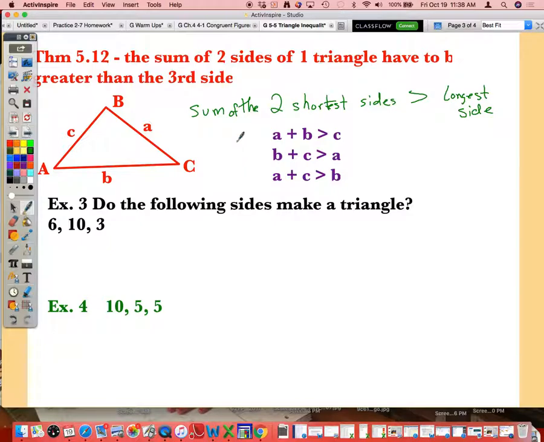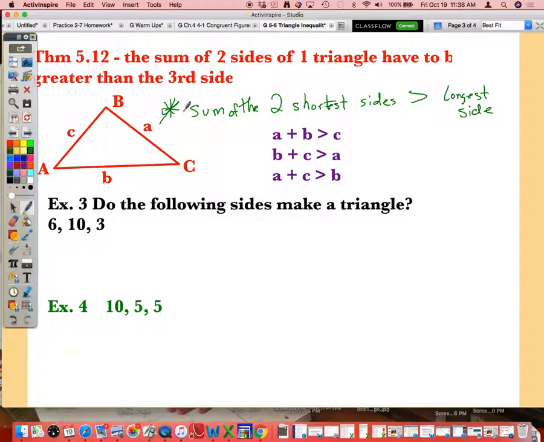Do the following sides make a triangle? Now notice the order. 6 is A, a small side. 10 would be AC. It's ACB because this person says it. Here's the question: do I need to follow all of these? No. Like you look at a textbook, it's going to show you all this. This is why I wanted you to write this down. Find the two small sides.